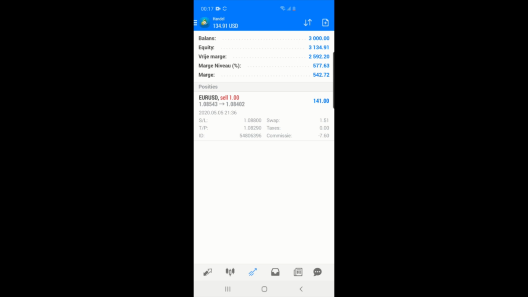This means that the price has currently moved 14 pips in our direction. We took the trade with a lot size of 1.00 and our take profit is at 1.08290. We now have the option to take partials. This means that we are going to take a part of the profit already. So how do we do this?